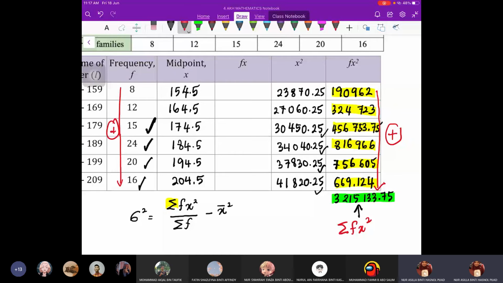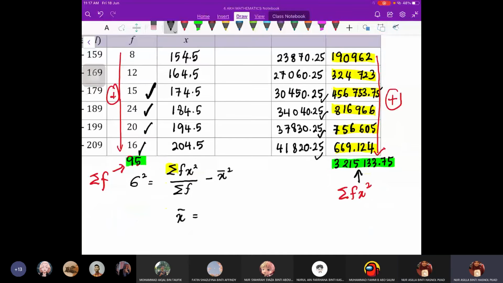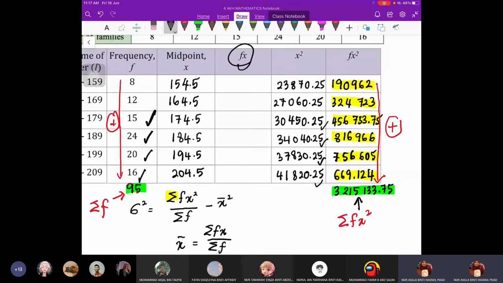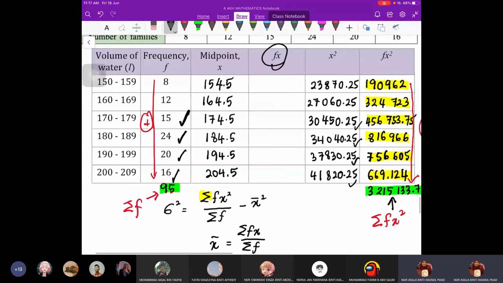Tambah. So you will get 95. So this will be my sum of f. Okay, 95. And then kita ada mean square. So mean, formula of mean adalah sum of fx divide by sum of f. Betul tak? Frekuensi darabkan dengan midpoint. Sebab itu adanya satu kolom fx. Ini fungsinya untuk cari mean. So fx adalah kita ambil frekuensi multiply dengan midpoint.